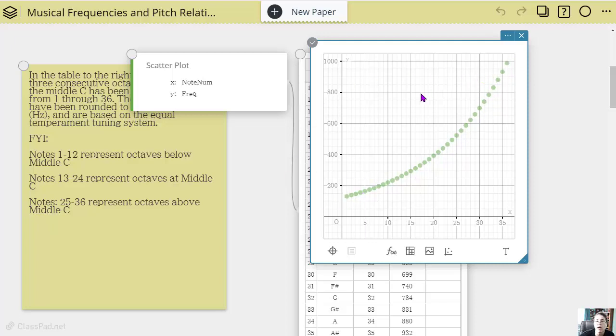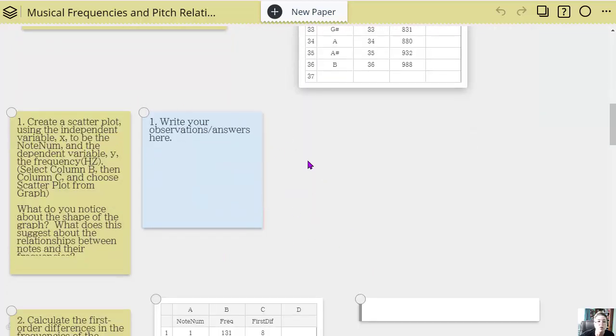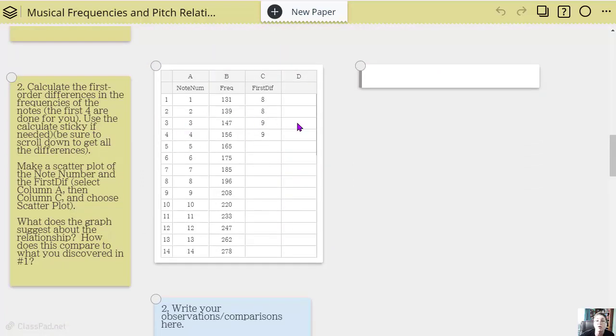So students are then asked, can you come up with an equation for this? And they could do it with a regression. So they're exploring that. Then as they move down from that, they're writing their observations, looking at their numbers, and then they're asked, is there another relationship between the note number and the difference in the frequencies? One of the things they're asked to do is to calculate the first difference. So what does that mean? Well, it means here's the second frequency, subtract that first one, so the difference is 8.